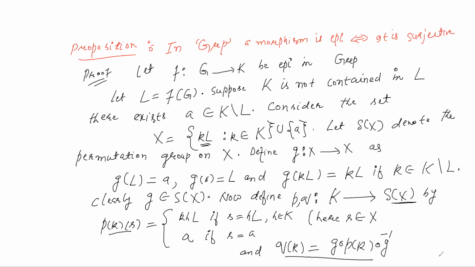Now we claim that the set L is actually those k in K such that the mappings p and q agree, p of k is the same as q of k, and say this set is M.